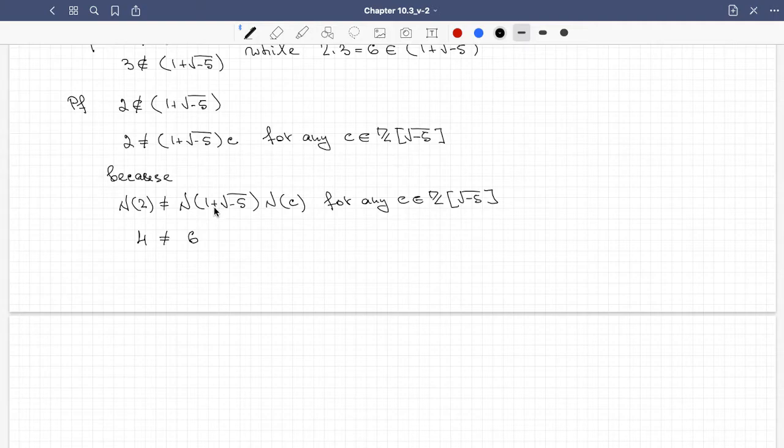This is the norm of this element, 1 squared plus 5 times 1 squared. 5 plus 1 is 6, times norm of c. Yes, indeed.